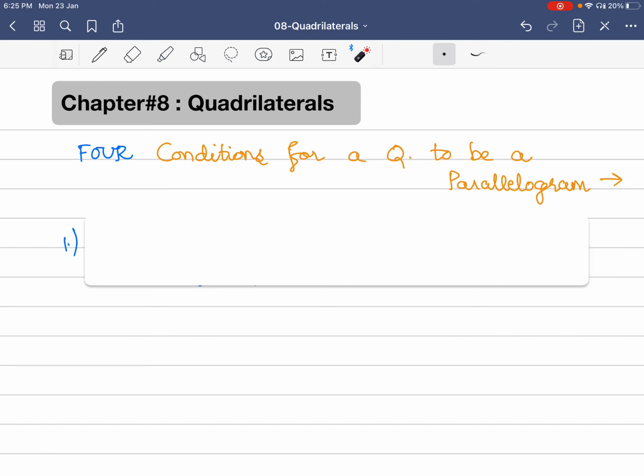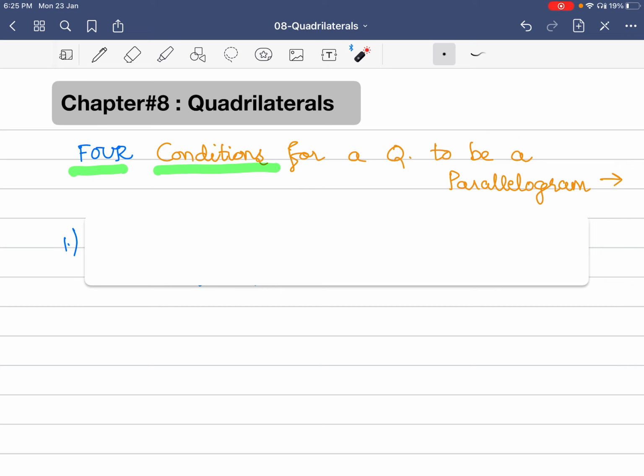So in this video, we are going to continue our discussion on chapter number 8, quadrilaterals. The topic of this video is four conditions for a quadrilateral, Q dot is quadrilateral, to be a parallelogram. Now we all know the definition of a parallelogram. A parallelogram is a quadrilateral where opposite sides are parallel to each other.